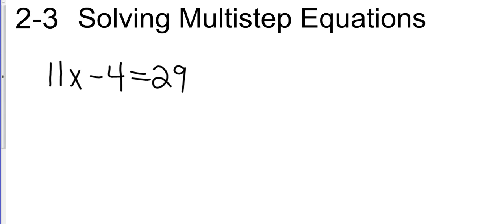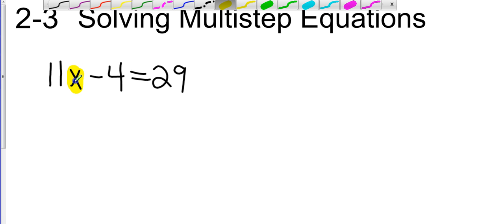So our first example is going to be 11x minus 4 equals 29. What I need you to see is that our goal is to get this x by itself. So I need to move everything else that is on the same side of the equal sign as the x. In this case, I'm going to need to move the 11, and I'm also going to need to move the negative 4. To do that, I have to remember back to my operations, and I want to move the one that's not connected to the variable first. It makes life a lot easier.